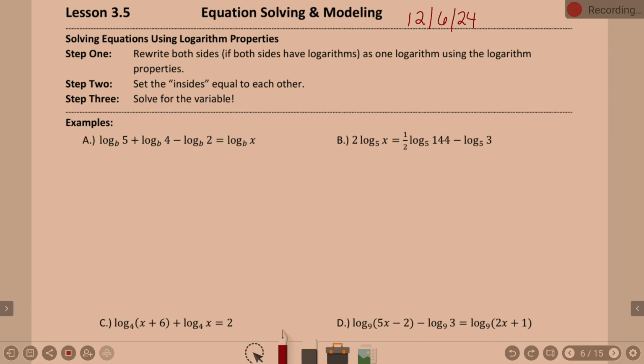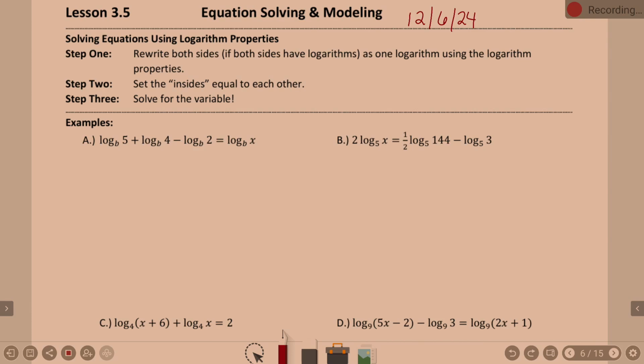Now, you'll see up here a set of 3 steps. They're not going to work perfectly for every problem, but they're a guideline you can use to help you through. So, solving equations using logarithm properties. You know those properties we learned yesterday: product rule, quotient rule, power rule, and change of base, maybe. I don't know if we'll use that one or not, but those are the rules we're talking about.